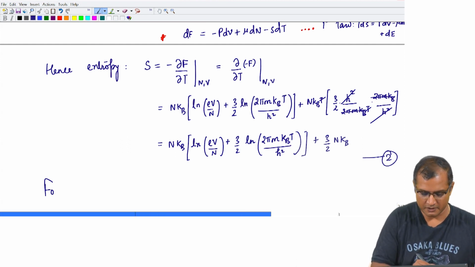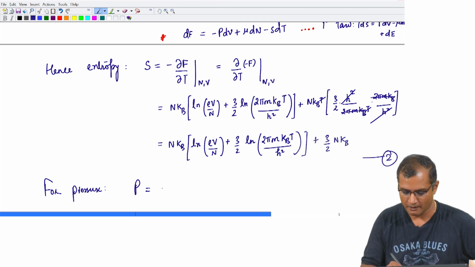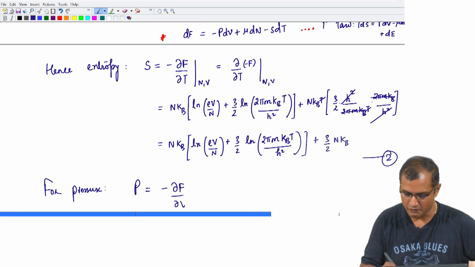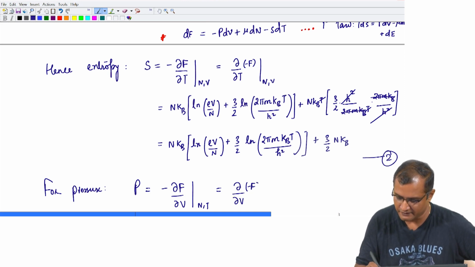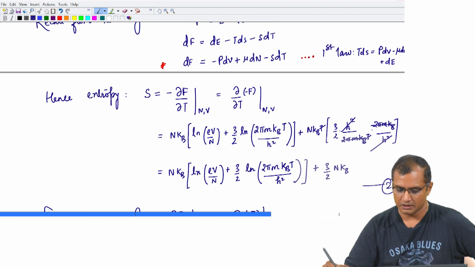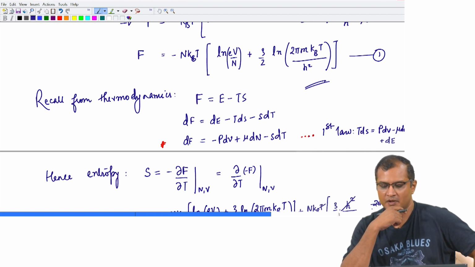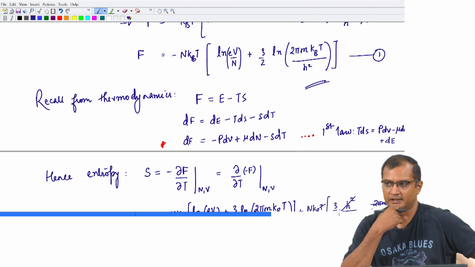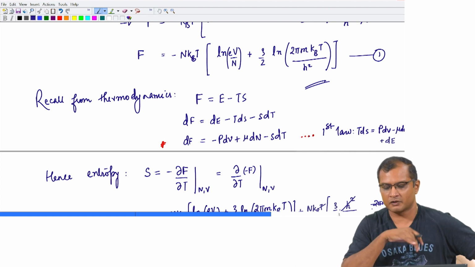So, I am going to write down for pressure: negative derivative of free energy with respect to volume at constant N and T conditions, number of particles and constant temperature, which is nothing but derivative with respect to volume of minus F at constant N and constant T. Now, if you look at the expression for Helmholtz free energy, you can see that only the first term in the square parenthesis has a volume dependence. The second term does not have that dependence. Okay. So, what I am going to do is just take the product of NkT into ln(eV/N) as the free energy term that will give me.